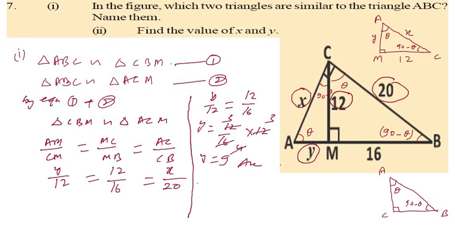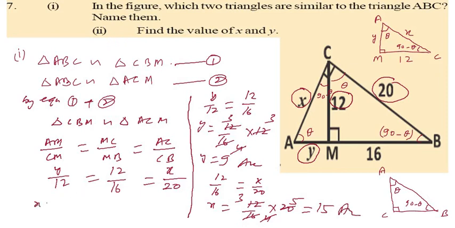Now taking the second last two. So 12 upon 16 will be equal to X upon 20. So X will be equal to 12 upon 16 into 20. So 4 fours are 16 and 4 threes are 12 and 4 fives are 20. So 5 threes are 15. So 15 is your answer. So you can find the value of X is 15 and Y is equal to 9. So that is your answer.